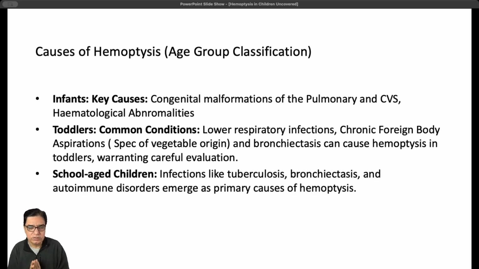Nevertheless, if it occurs and somehow the complaint is brought in front of you, remember the common causes in the early age group, that is the infants, are mostly congenital malformations. So these could be congenital malformations of the airways or of the cardiovascular system. So the most common causes are what? Congenital malformations. For example, if there is bronchopulmonary dysplasia, dysplastic cells, more chances of abnormal blood vessels over there, and they can get eroded and can cause hemoptysis.